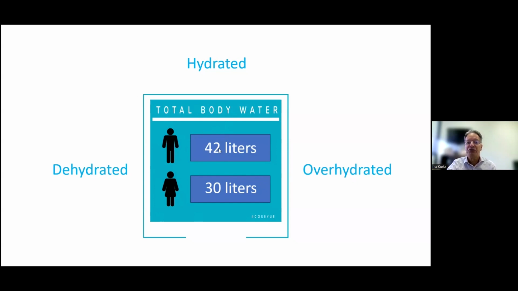So when you have the normal amount of water in your body, we call that hydrated adequately. If you have less than 42 liters as a male, and by less, I mean 40 or 39 liters or 38 liters, then you are what we call dehydrated. So dehydrated doesn't mean that you took in less water. Dehydrated means that you have less water in your body.